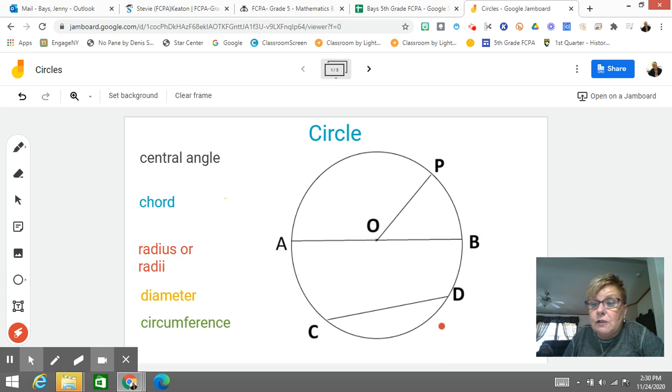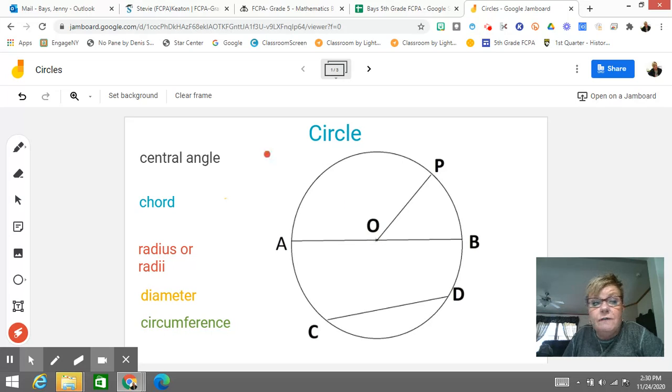Let's talk a little bit about circles. You know what circles are? Circles are round. What defines it as a circle is that all the points on the edge of the circle are exactly the same distance from this point in the center. That makes it a perfect round circle.